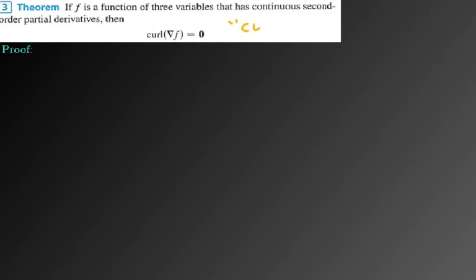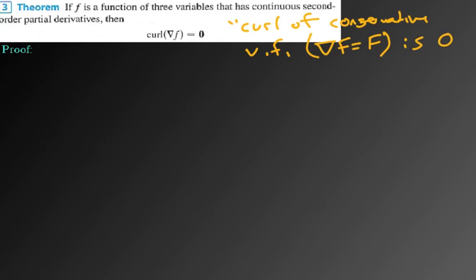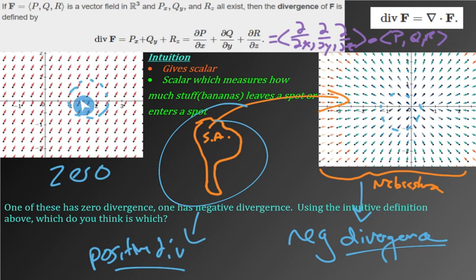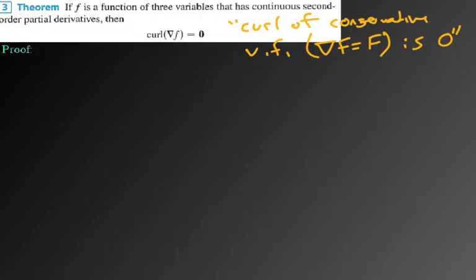It's saying the curl of a conservative vector field, one where this thing equals f, is 0. Conservative vector fields are ones like this, where it conserves the amount of stuff moving in and out of a spot. And so to show that, we can just use the definition of curl, which is this cross product.